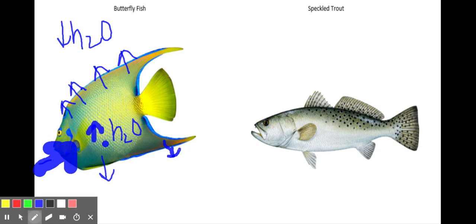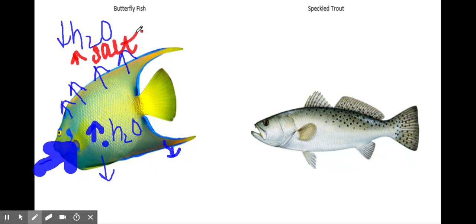And then let's look at our solute concentration. I'll do that one red. We'll start with the solute concentration before I go to urination. It is more salty, higher salt outside. This is really sloppy, sorry. Lower salt on the inside of the fish because it's a saltwater environment. So salts are going to flood into the fish. When it drinks water, it's going to inadvertently take in some salts.